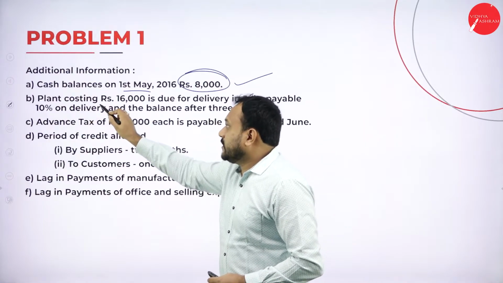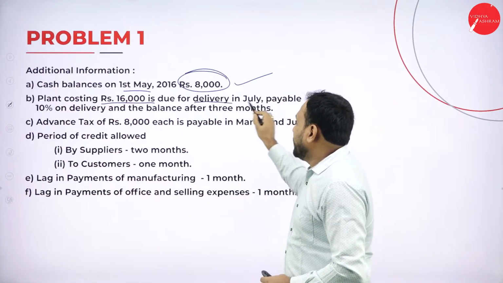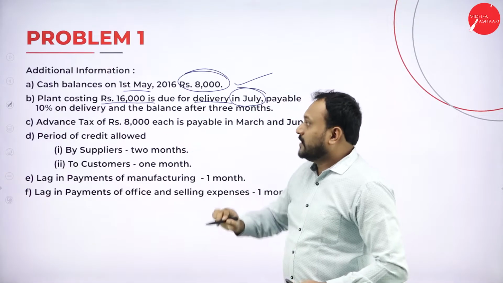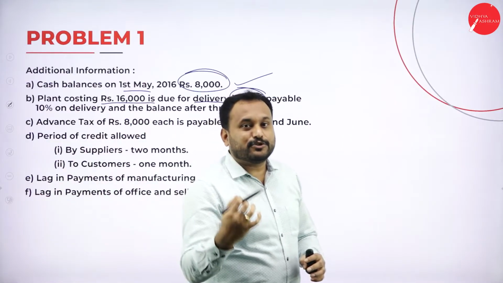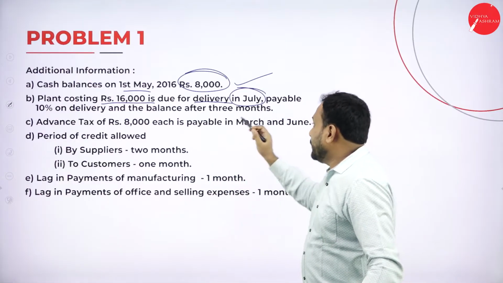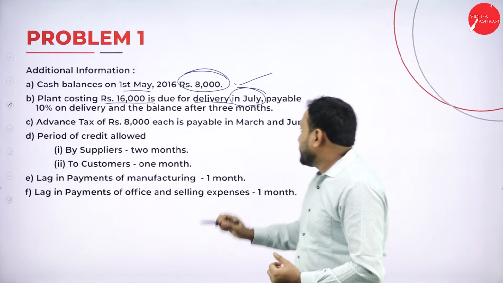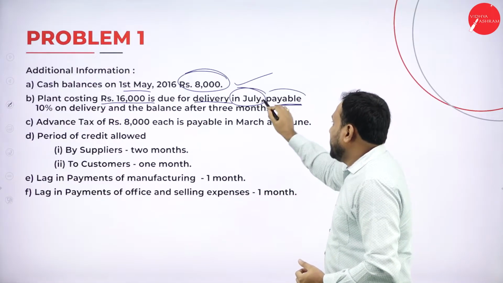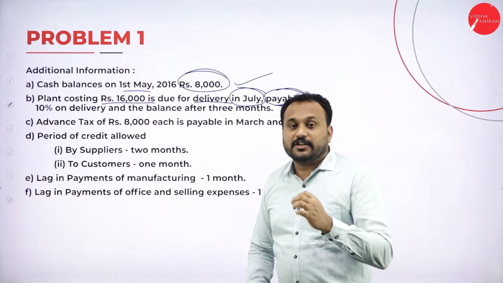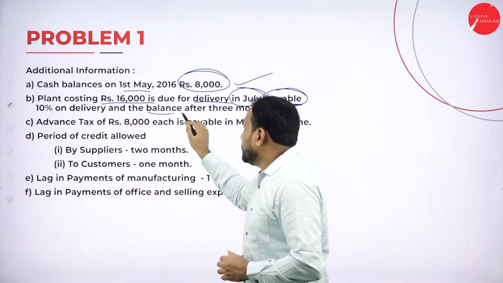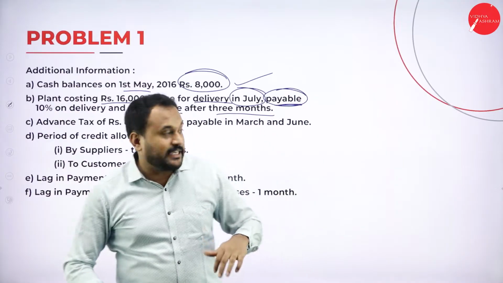Next is plant costing rupees 60,000 is due for delivery in the month of July. So we have actually taken a plant, where I am supposed to pay how much? 16,000. Now it is due for delivery in the month of July, so in July I need to pay something. Payable. That means again expenses. 10% on delivery, and the balance after 3 months. After how many months? 3 months. That means 16,000. See here, a working note is there.